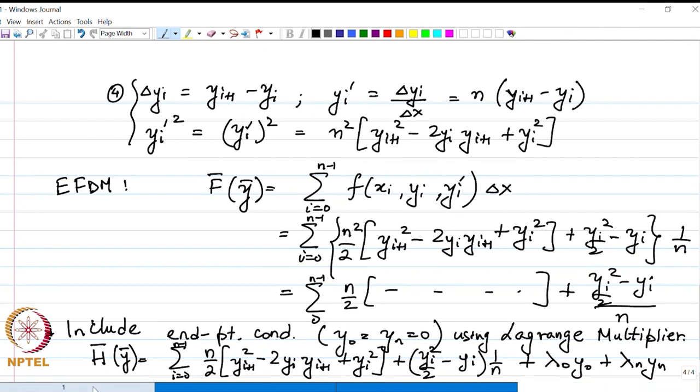Okay, so the next step to the solution involves taking the derivative of this vector function with respect to the unknowns and setting them equal to 0. Right now, since we have included even y_0 and y_n, we assume that they are unknown, but later on we are going to use the boundary condition to eliminate them. So if we assume that y_0 and y_n are unknown, we now have n plus 1 unknowns. Well, in fact, n plus 3 unknowns including lambda 0 and lambda n.